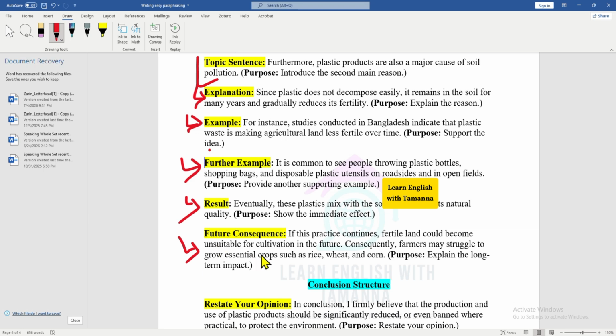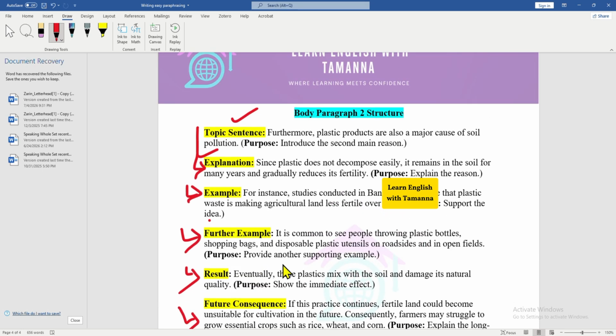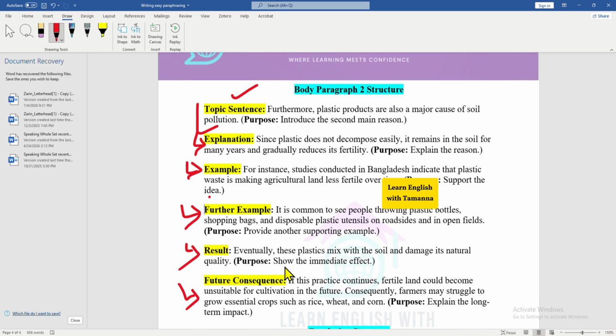There's no problem. So as you can see, it's very easy, you just need 5 to 6 sentences in order to develop your body paragraph 1 and 2. Okay, so in body 1 if you write 5 sentences, and in body 2 if you write 6 sentences, altogether you have 11 sentences.